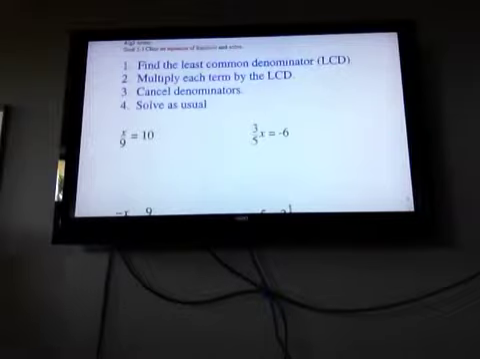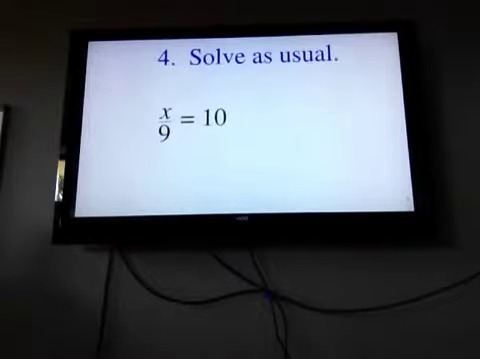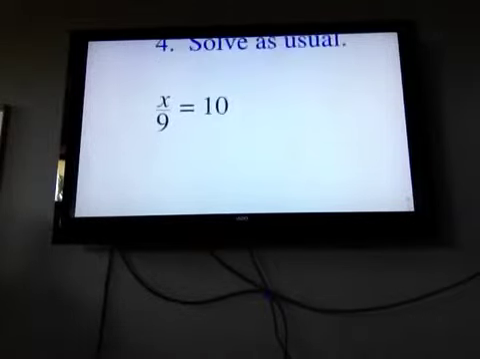Okay? All right, so first question. Common denominator is 9 because it's the only denominator in the question. So we take each term by 9. That's my LCD, every term by 9.